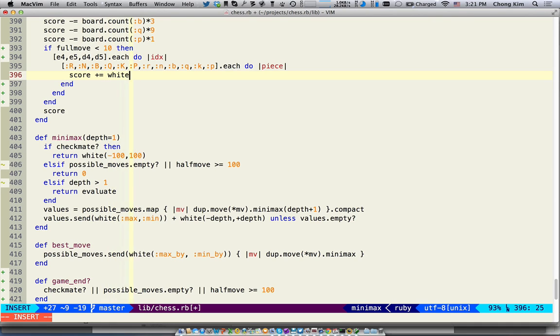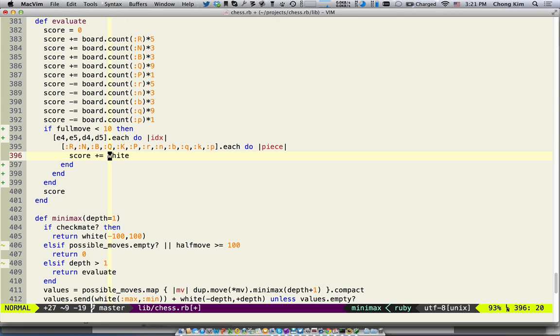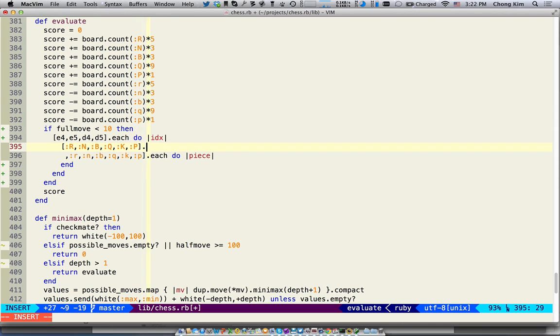Okay, I think let's see, white. Okay, if it's white, actually, let's see what white is defined as, and it has the turn. Okay, so it's going to be -1, actually +1 or -1. Actually, I'll just do it. I'll just separate it like this instead of having it all like that. So each do piece. Actually, I'll just do it this way.